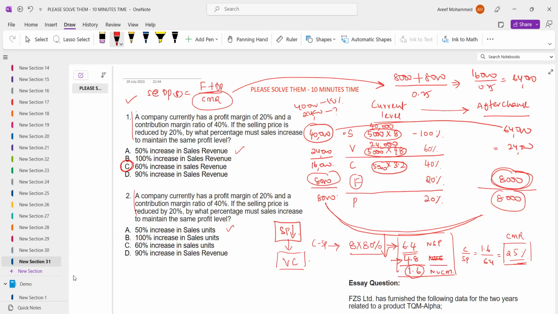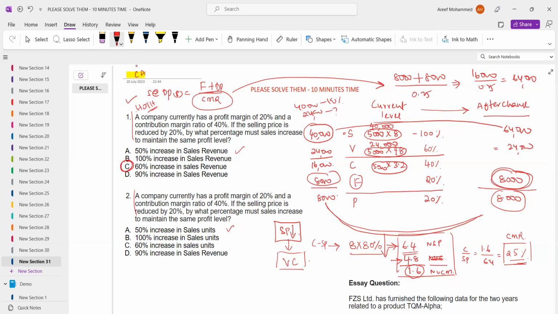60% increase in sales revenue. This is your answer. That is what the question asks: by what percentage must sales increase to maintain the same level of profit? This is a very high, higher order thinking question. This will open up your brain. This is from a CA question.